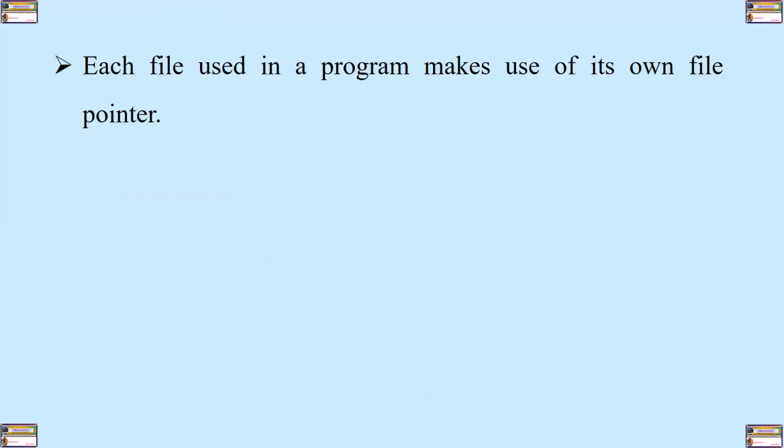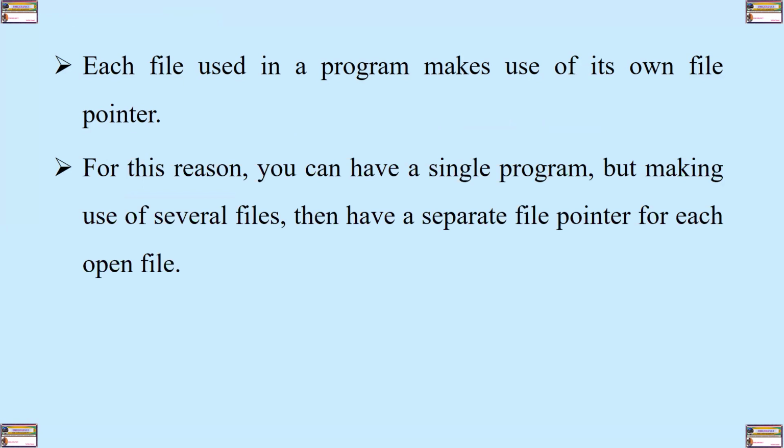Each file used in a program makes use of its own file pointer. For this reason, you can have a single program making use of several files. Now, if your program is making use of several files, you must ensure that you have a separate file pointer for each of the open files.